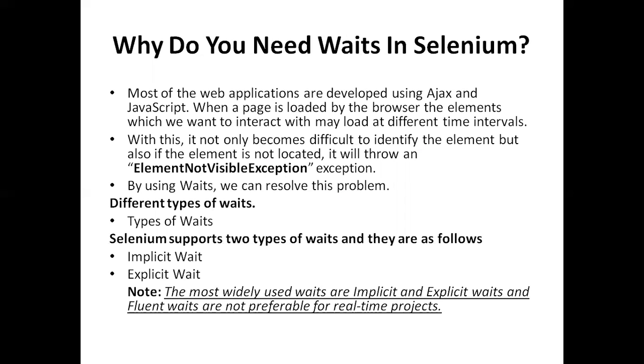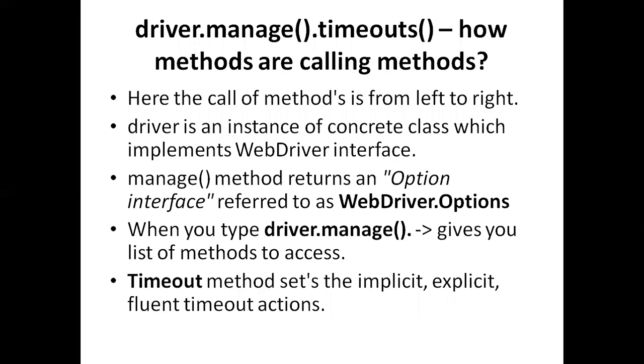Now there are different types of waits. Implicit wait is there, explicit wait is there. Then they might also ask you which is the most widely used wait among implicit, explicit and fluent waits. So you can tell the most widely used waits are implicit and explicit waits, and fluent waits are not preferable for real-time projects. And Thread.sleep is not at all recommended because it is a hard-coded wait, right? So this is how you can answer this question.